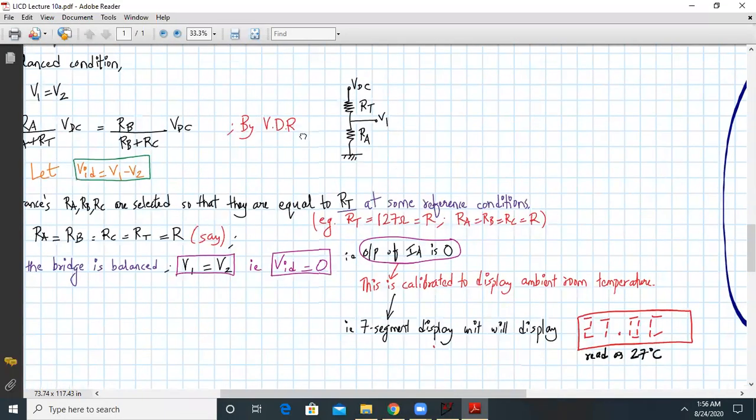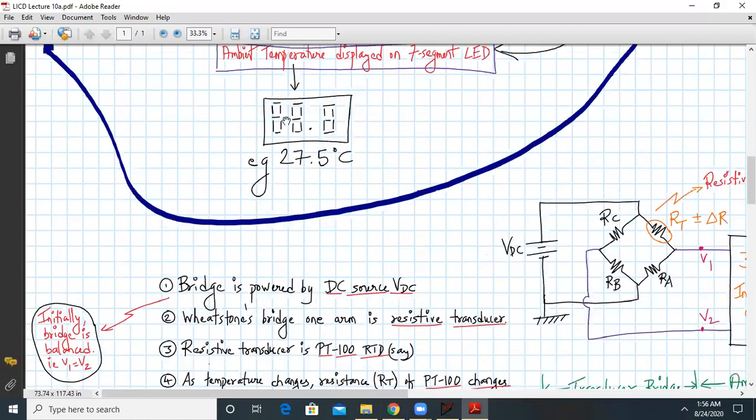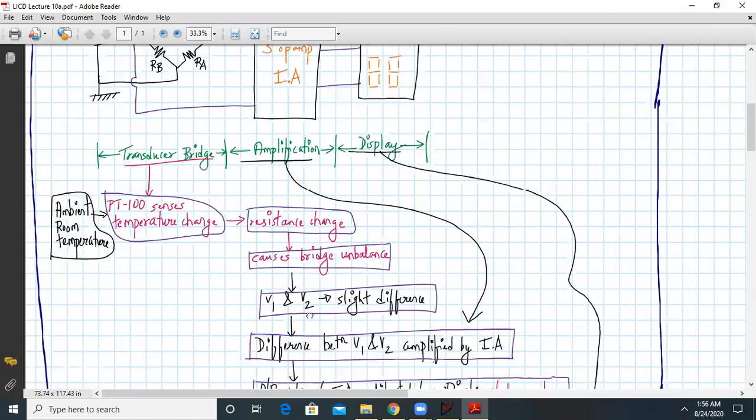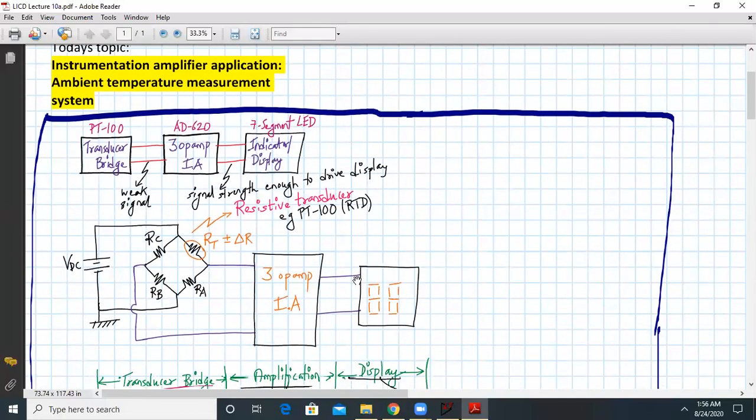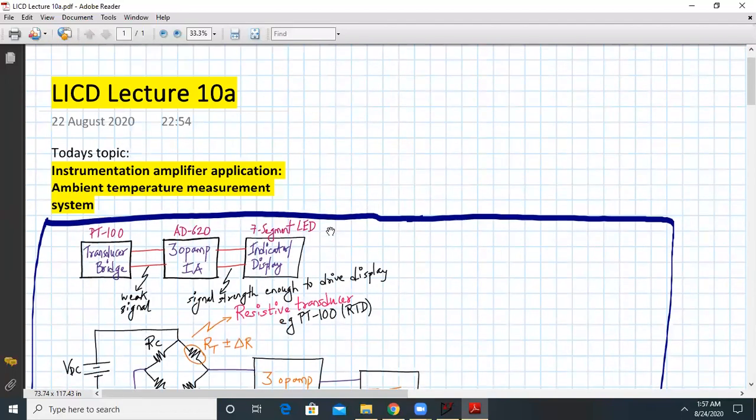So we have come to the end of this lecture. Today we have discussed various topics, mainly the instrumentation amplifier application. We have overviewed the ambient temperature measurement system. We have considered all the cases, mathematically and analytically, and we have checked with some numerical examples also, and the results are consistent with the theory. So that's it for today's topic.